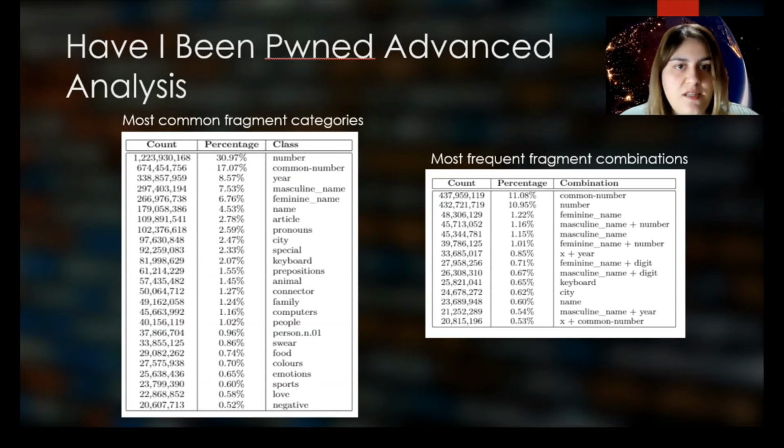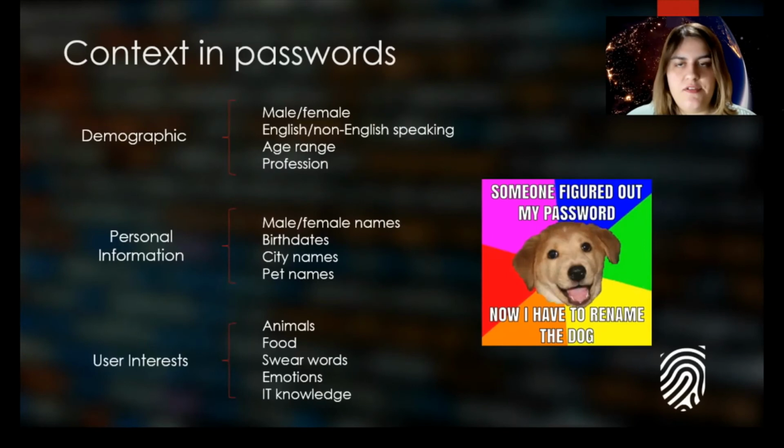We can also see the most frequent fragment combinations, where again a combination of common numbers is the most popular one. Another combination that is very interesting is that names, like masculine and feminine names, are followed by a number, a digit, or a year. The results of this analysis show that even in a dataset as large and as diverse as Have I Been Pwned, there is indeed context to be found in passwords.